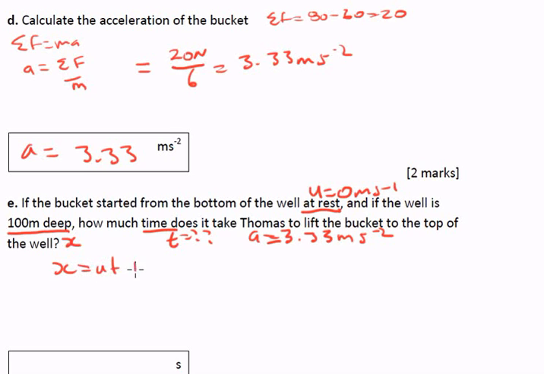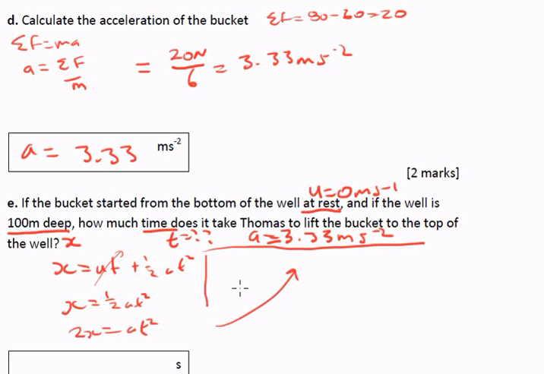x equals ut plus half at squared. Now the good thing about this is I'm going to have to rearrange it to find t, but u equals 0. 0 times t is 0, so that cancels out. So we're just left with x equals a half at squared, times both sides by 2, 2x equals at squared. Divide both sides by a, we get 2x over a equals t squared.